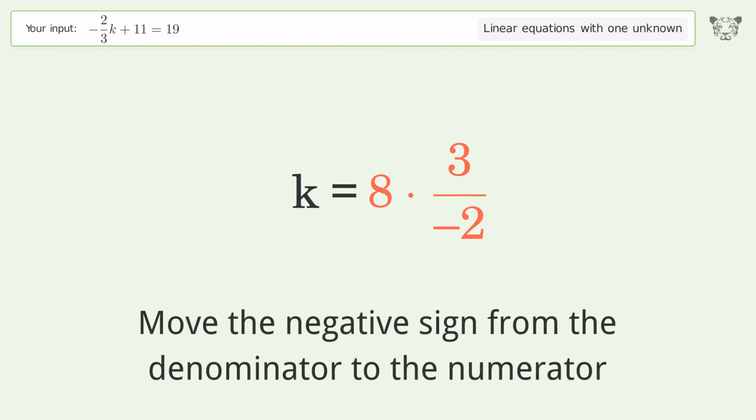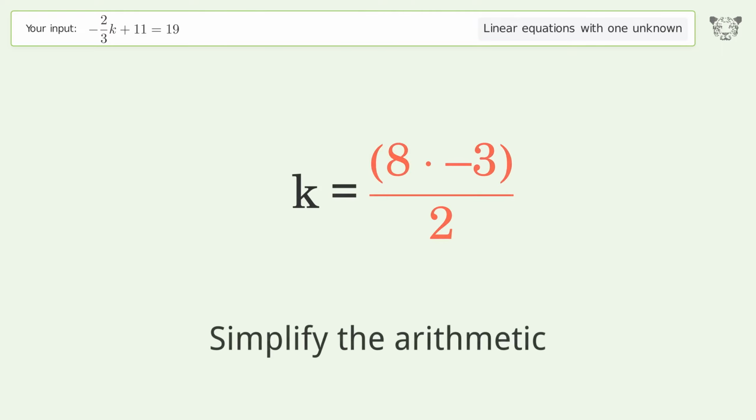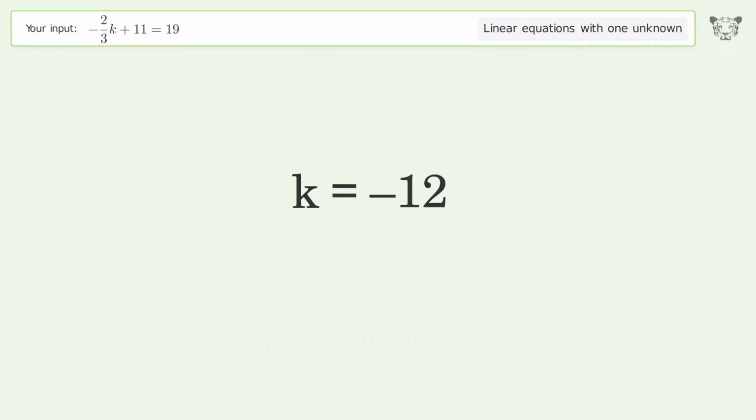Move the negative sign from the denominator to the numerator. Multiply the fractions. Simplify the arithmetic. And so the final result is k equals -12.